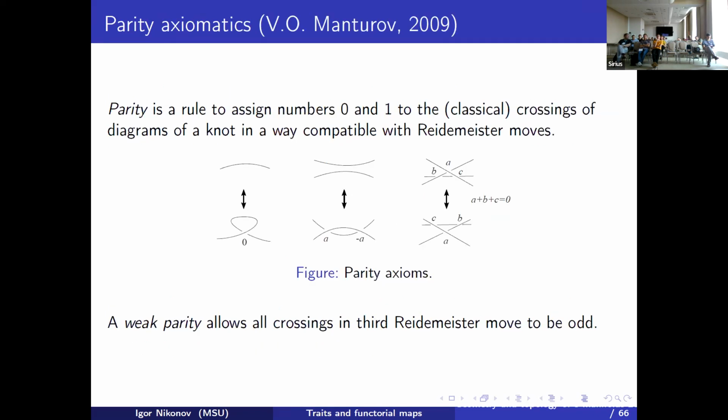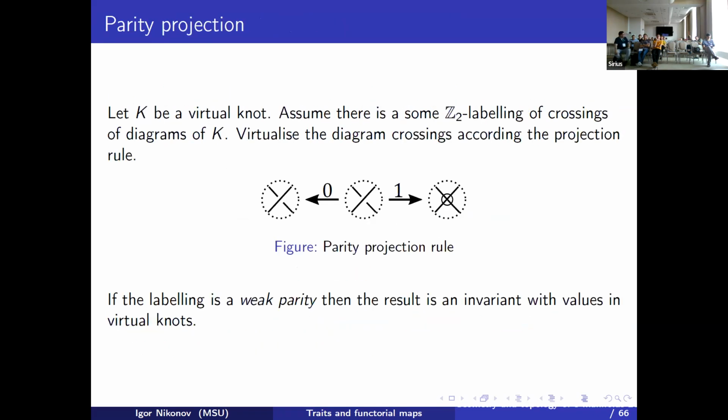And another invariant was constructed also by Manturov. He proposed that when a crossing is even, it doesn't change, and all odd crossings are turned into virtual.